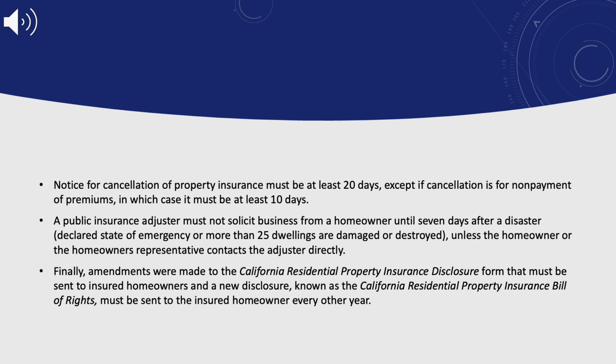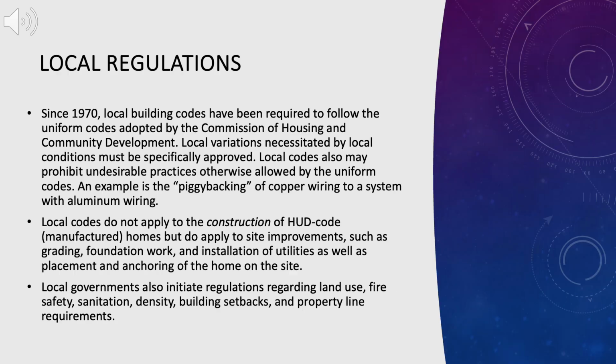Finally, amendments were made to the California Residential Property Insurance Disclosure Form that must be sent to insured homeowners, and a new disclosure, known as the California Residential Property Insurance Bill of Rights, must be sent to the insured homeowner every other year. Local regulations.